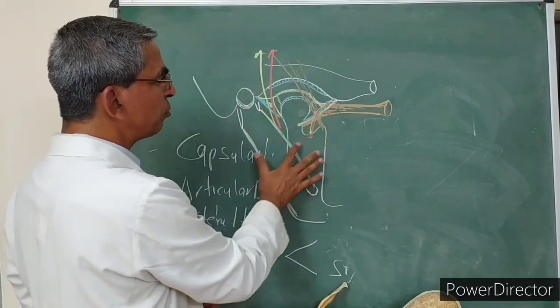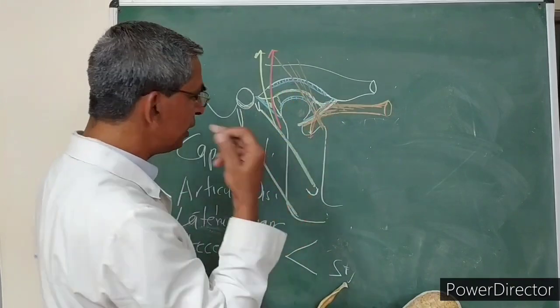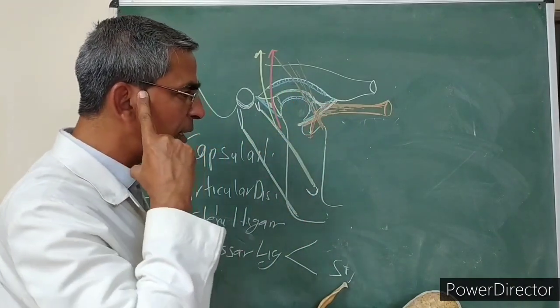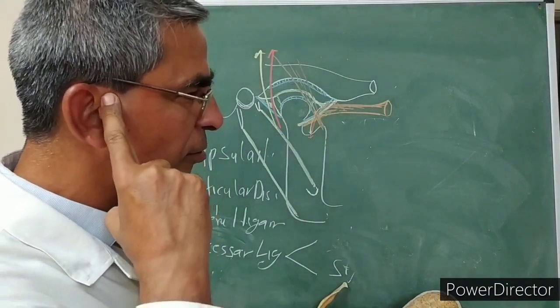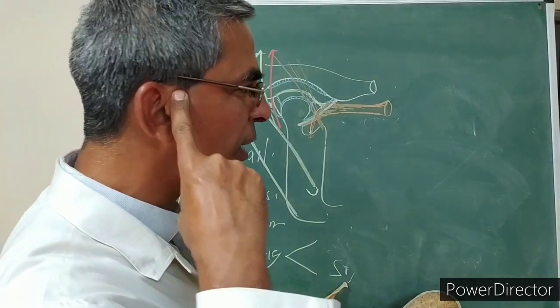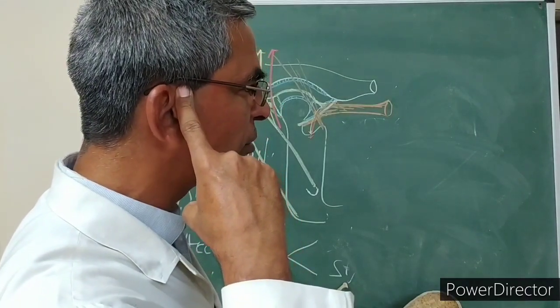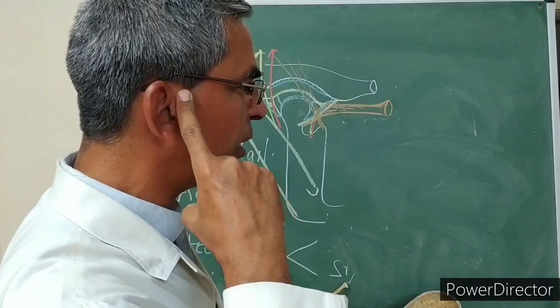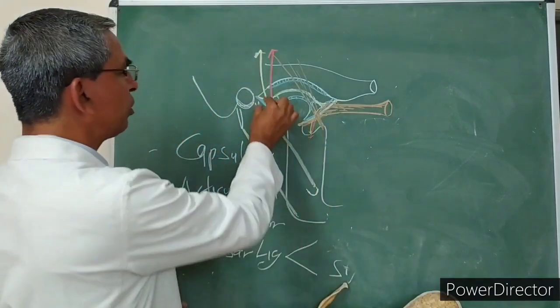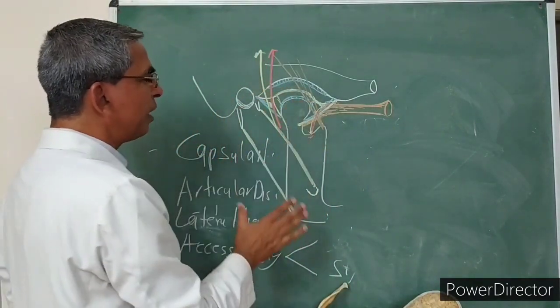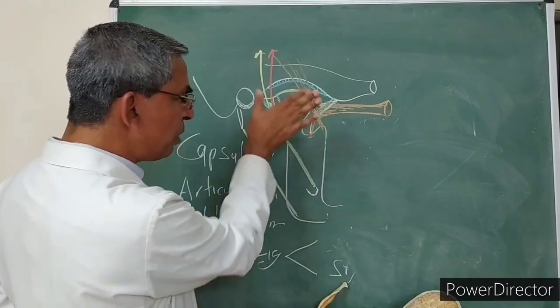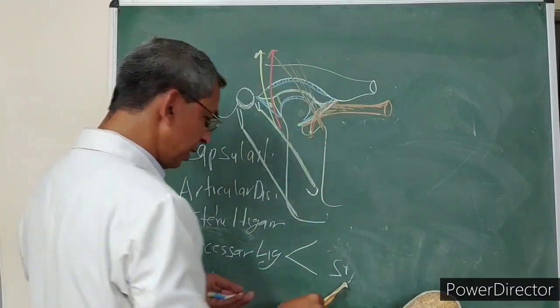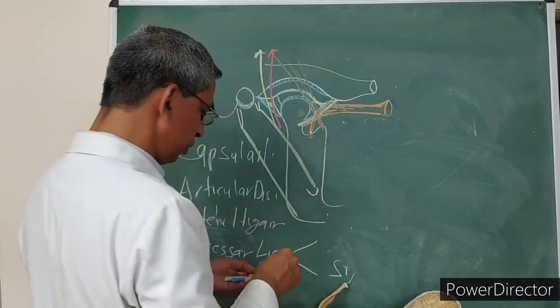Superficially, this joint is subcutaneous here, just deep to the skin. You are seeing here, yeah. Then we keep the finger here, so this moves. Okay, so this is subcutaneous here. Only part of the parotid gland passes here. Clear? Then the deep or the medial side here. What are the structures related medial to this joint?